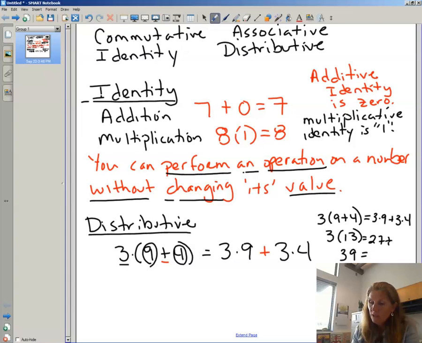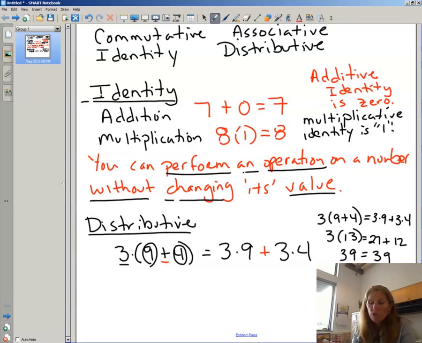And then 3 times 4 is 12. For some reason I can't write that plus sign right now. Let's see if I can do a better job. 3 times 9 is 27 plus 3 times 4 is 12. Nicely done, finally. And now I have 27 plus 12. 27 plus 12 is 39.